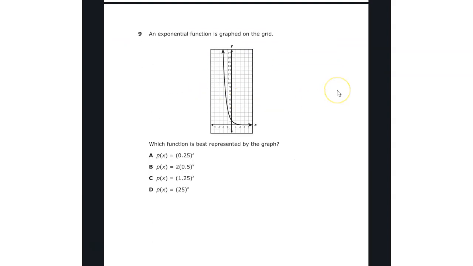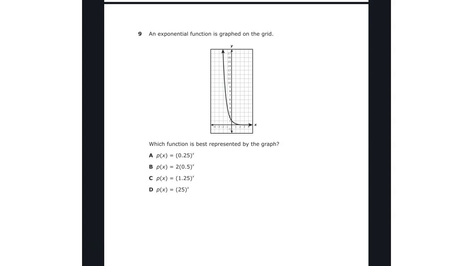Number 9. An exponential function is graphed on the grid. So the exponential function that is graphed on the grid is shown below. Which function best represents the graph? Whenever you have an exponential function and the large values are on the negative side, you know that you're dealing with a fraction.